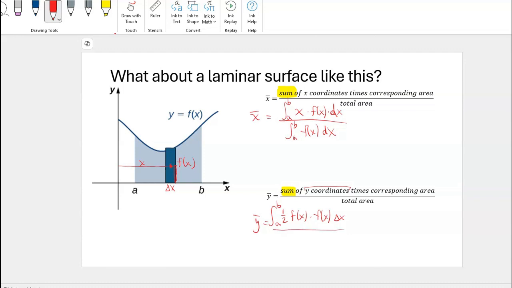Now again, on the bottom, we're going to have our total area. The total area we know is the integral from a to b of the function. And we'll clean it up. We won't have a delta x. We'll have a dx instead.